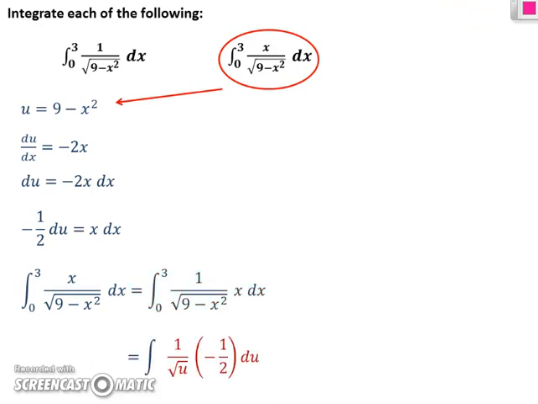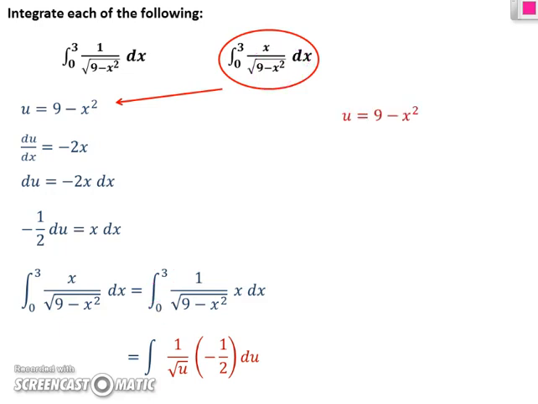So before we move on though, let's talk about the limits of integration, because this 3 and this 0, they apply to the x's, not to the u's. So we need to deal with that. If you're going to substitute and replace those x's with u's, you need to replace the limits of integration to match the u's as well.